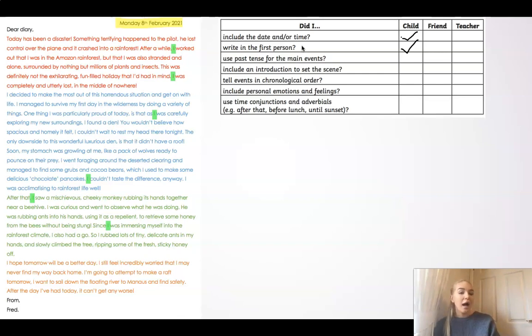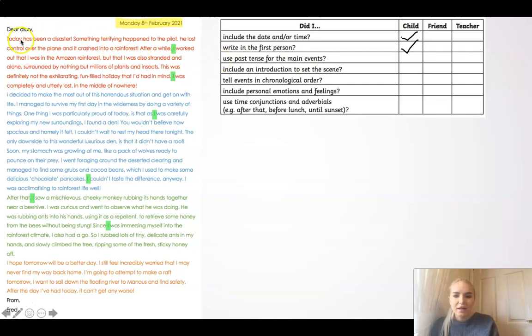Now, if you haven't written in first person, you would have to put a dot here because you'd know that you need to change that when it comes to editing. So this is really going to help you pinpoint those areas and those features that you really need to make sure you include. Okay, so have I used past tense? And I'm thinking of those past tense verbs. So have I included those past tense verbs?